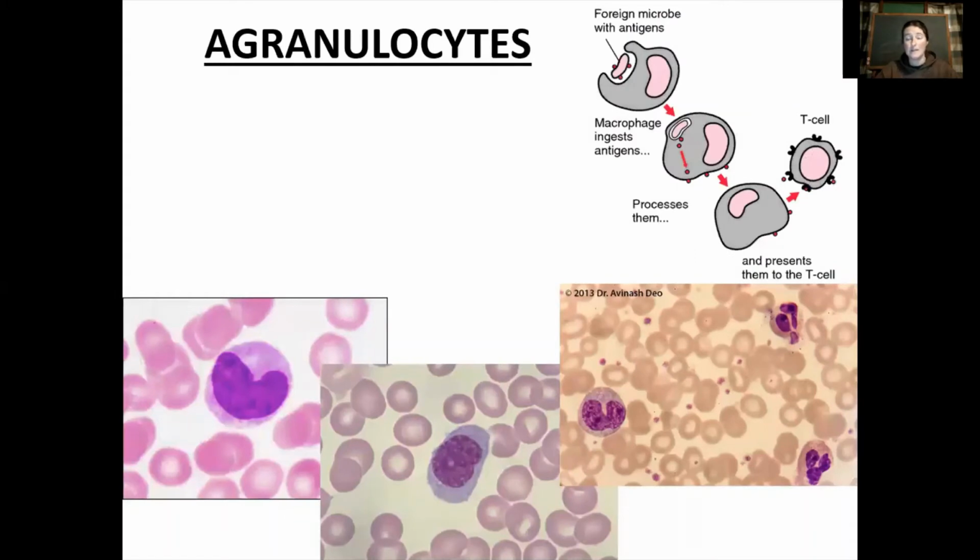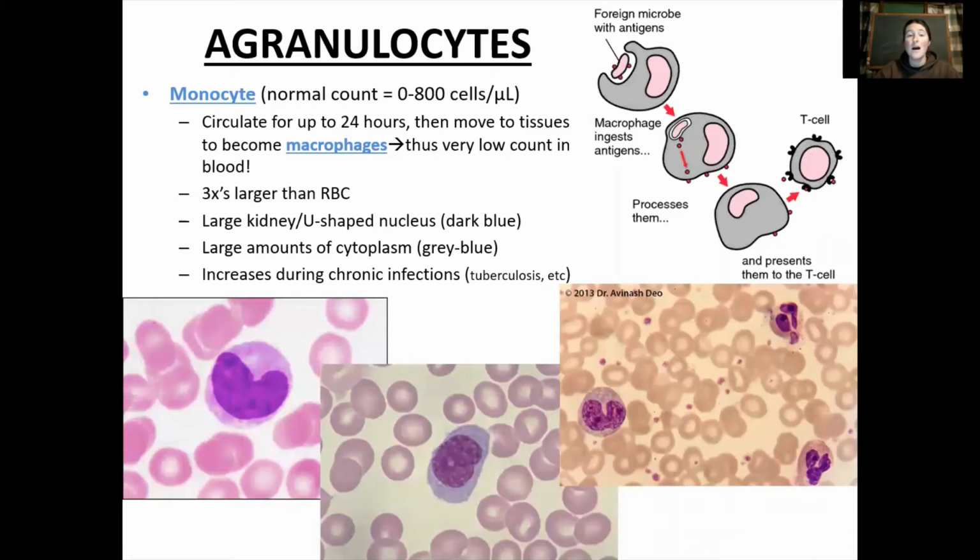Finally, the last agranulocyte and the last white blood cell that we're going to talk about are the monocytes. Usually there are up to 800 cells per microliter, so again, very uncommon to find these, but in one blood smear slide, you might find a couple. Okay, so really not that common. These cells are recognized by their nice U-shaped nucleus. Okay, so here's a U-shaped nucleus, here's a U-shaped nucleus.